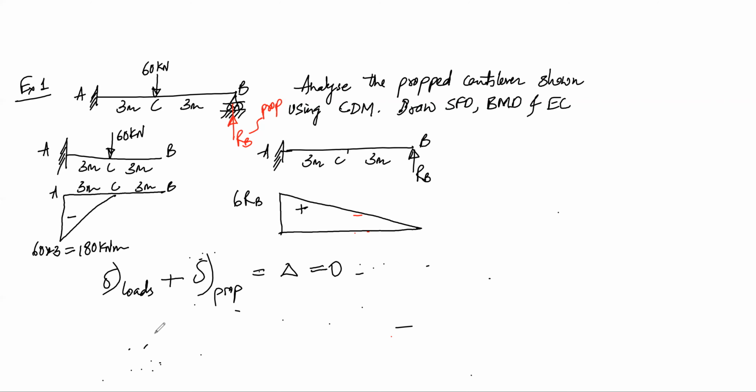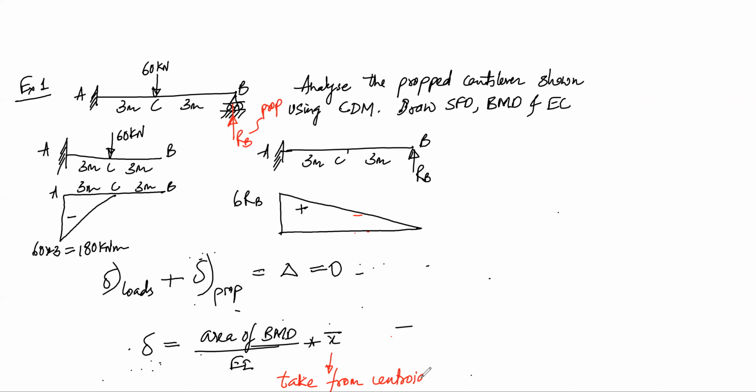And you know delta can be calculated using Mohr's theorem, that is area of BMD divided by EI multiplied by X bar. Okay. So now here the centroidal distance X bar, you have to take from the centroid to the prop. This is one of the principles used in the consistent deformation method.